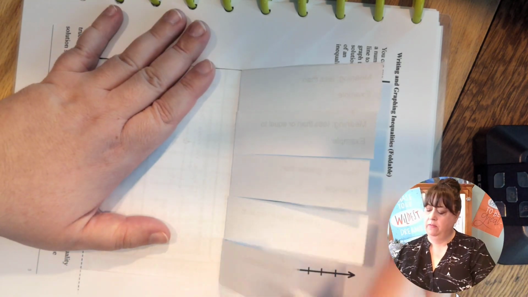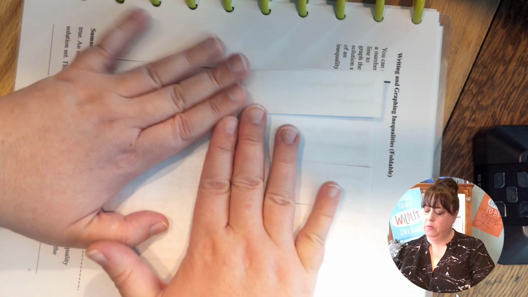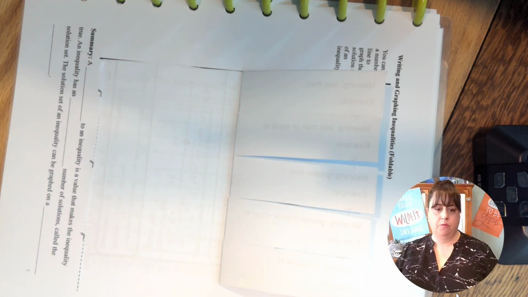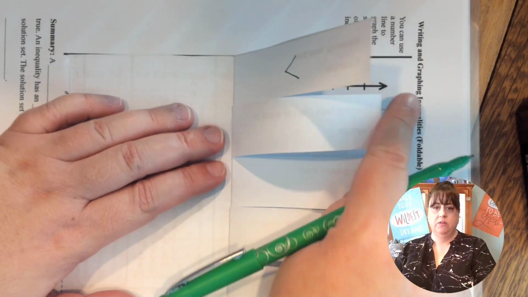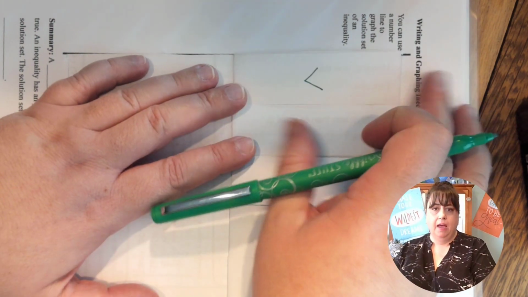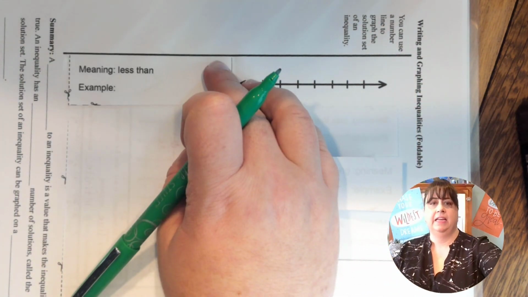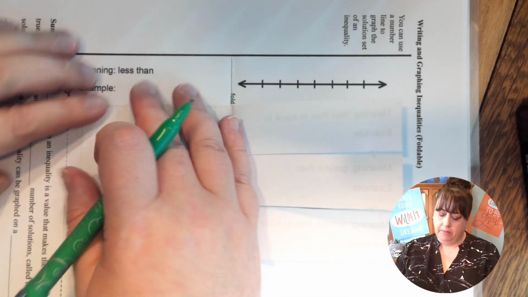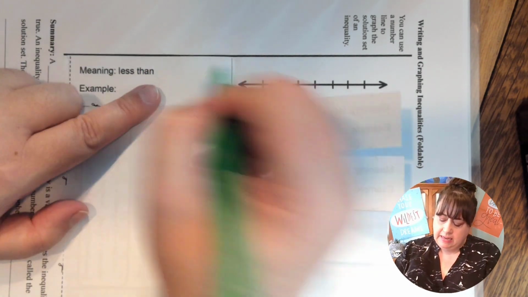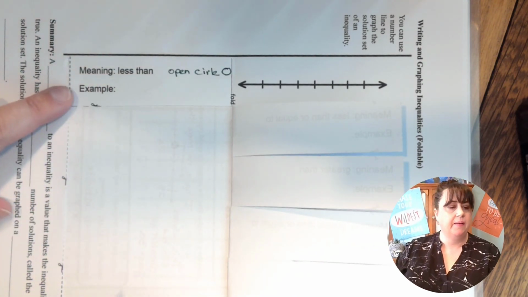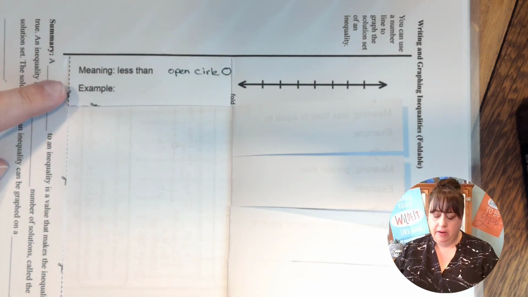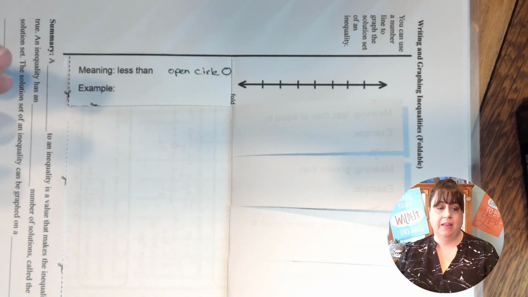So now we have all of those folded over, and we're going to be dealing with the different kinds of inequality signs that you're going to see. The first one that we are going to deal with is this one right here. Go ahead and draw that symbol. That is the less than sign, and it means less than. It is an open circle, so we represent it with an open circle just like that. And we talk about it as all the numbers that are less than.